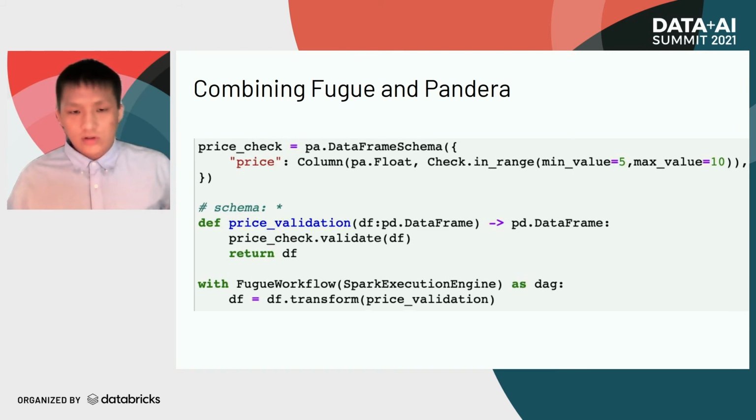We set up our Fugue workflow and pass in the Spark execution engine. And then we apply the transform method to the DF. So DF equals df.transform and our price validation that was defined. Now this applies the check of Pandera in the Spark execution environment.